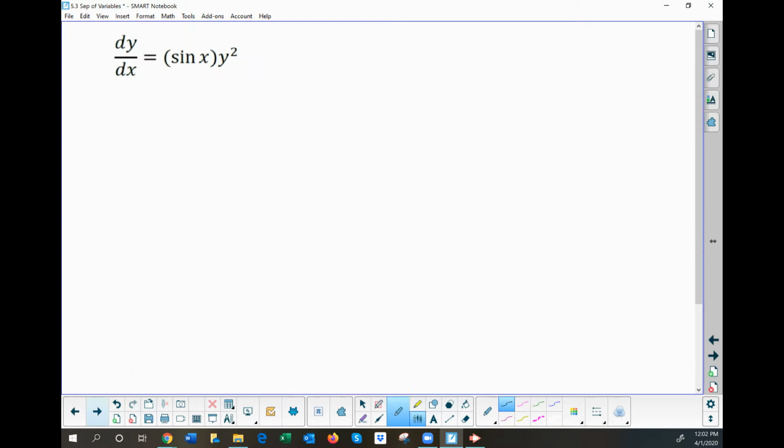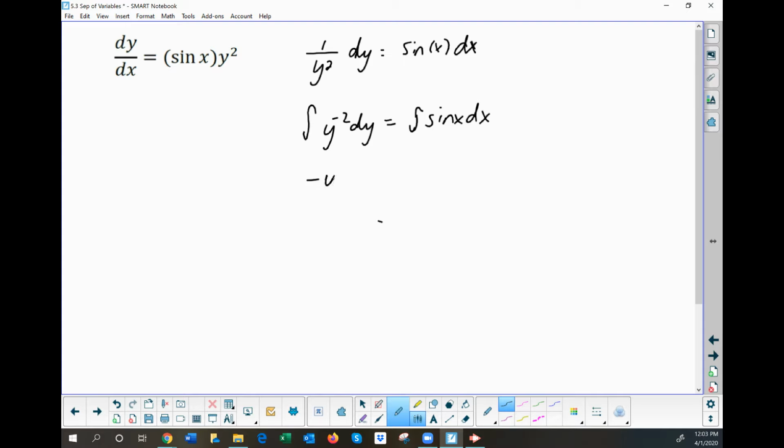Let's look at problem 2. dy dx equals sine of x times y squared. So let's separate our variables. That's going to give me 1 over y squared dy equals sine x times dx. Next, I am going to rewrite and integrate. So I'm going to have the integral of y to the negative 2 dy, just to make it a little easier, equals the integral of sine x dx. The integral of y to the negative 2 is the power rule. So I'm going to have negative y to the negative 1 equals negative cosine of x plus c.